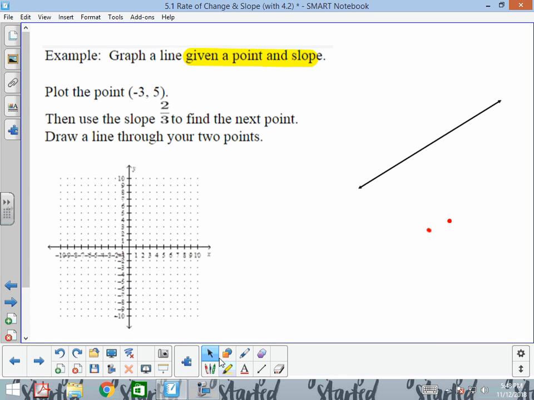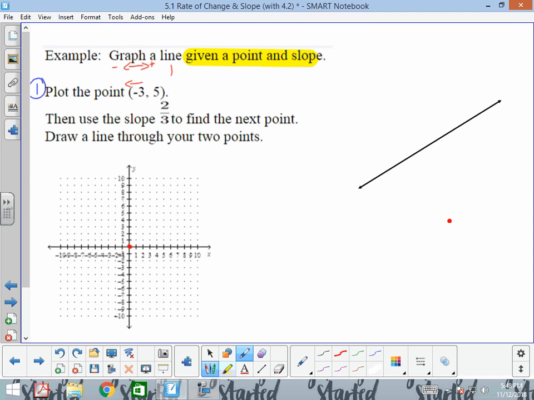So first of all, when we graph a line, we first have to plot the point. So the point is -3, 5. Now I'm going to use this red dot. Whenever you plot a point, you have to start at the origin. So the first number in an ordered pair tells you to go right or left. If it's positive, we go to the right. If it's negative, we go to the left. So in this particular point, we're going to go to the left because 3 is negative.